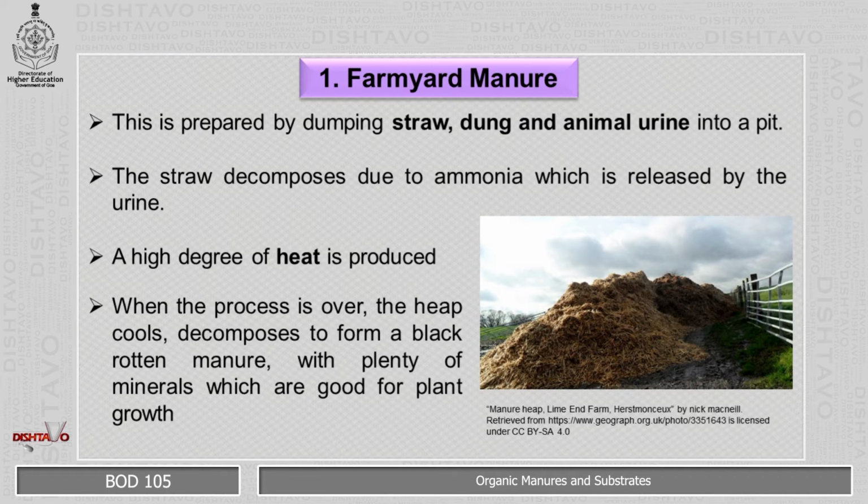This is prepared by dumping straw, dung, and animal urine into a pit. The straw decomposes due to ammonia, which is released by the urine. A high degree of heat is produced. This will help in killing the eggs of insects and also any seeds of weeds. When the process is over, the heap cools, decomposes to form a black rotten manure with plenty of minerals which are good for plant growth.